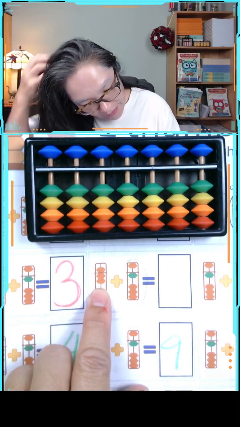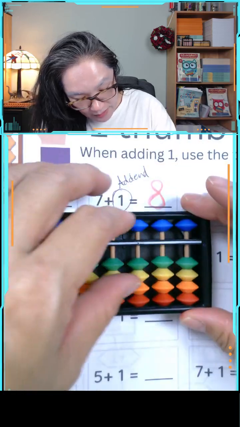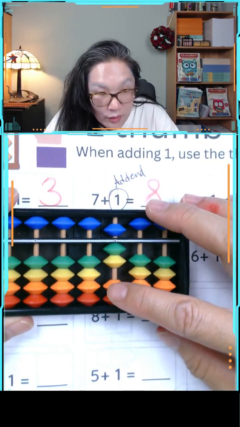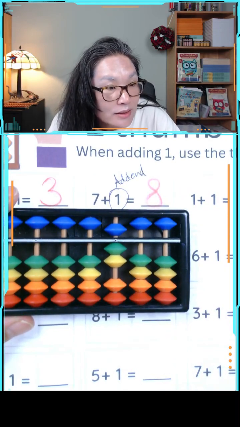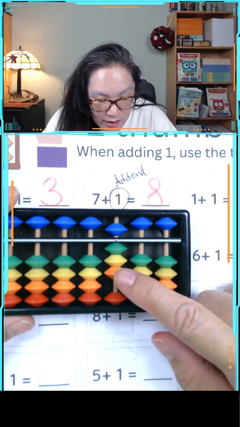So we have 7 on the abacus. Let me do numbers instead, right? We have 7 on the abacus like this. I want to add the 1. When I add the 1, do I have enough? Can I do it? Yes, I can. So I just need to add the 1.